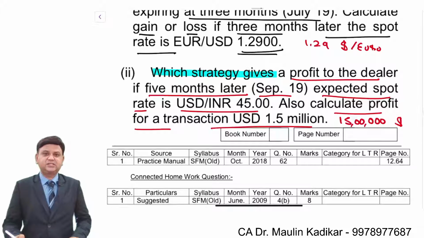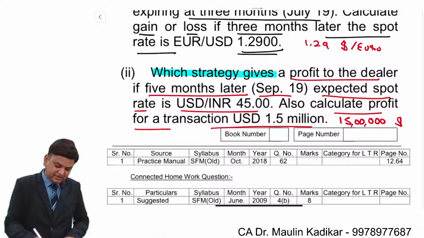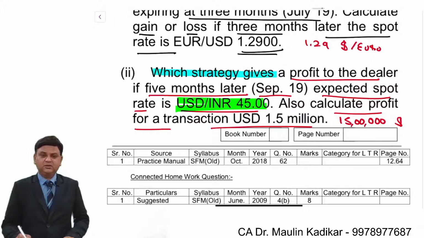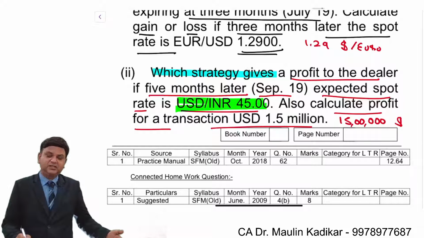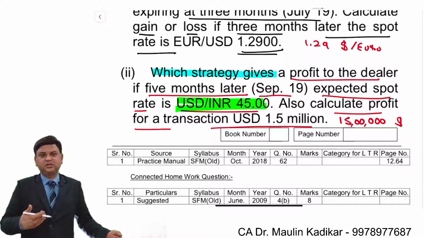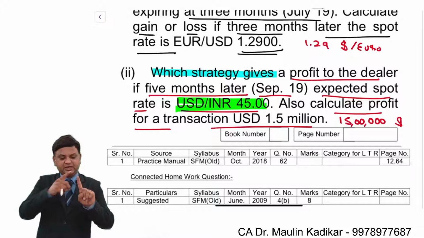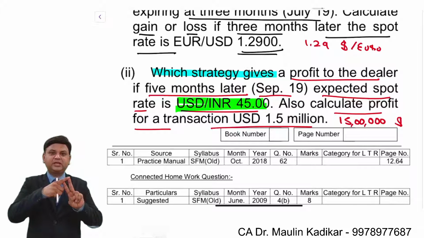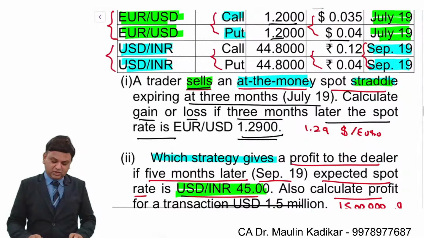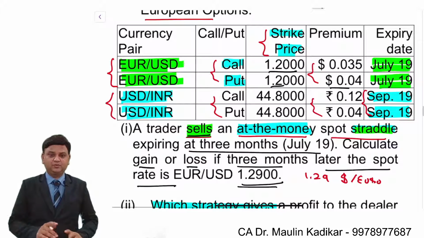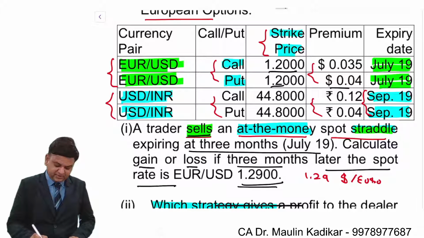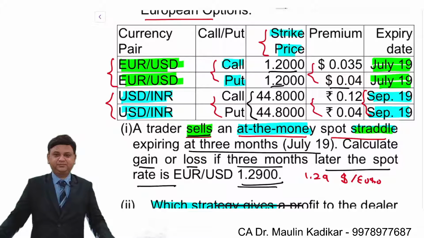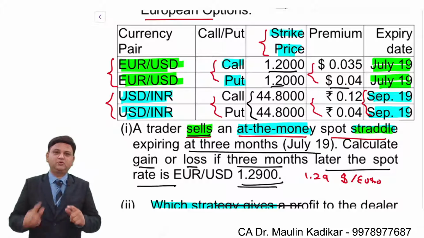So the question says like this, that which strategy will give you the profit if at all you are expecting that 5 months hence the spot exchange rate will be this, and if the spot exchange rate is actually that, then what will be the profit or loss for the strategy that you have suggested? That is the question. So you have to recommend the strategy and then you are required to calculate the profit or loss for the recommended strategy by you. Here is the exercise price information provided to us as an example. So now let us see how to do the answer.